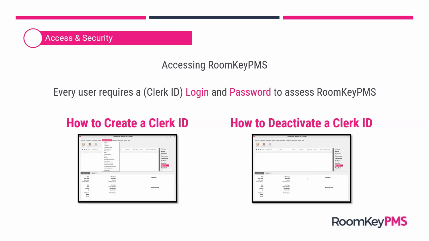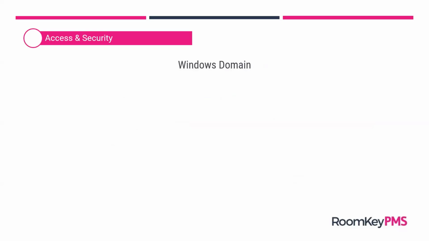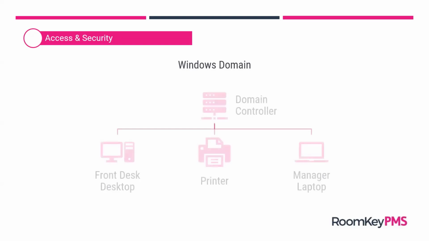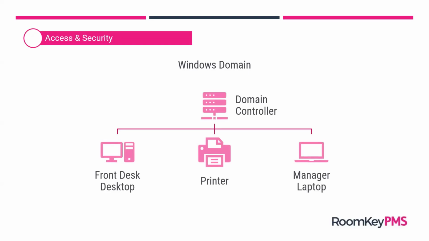Great. So now that we have a bit of an overview of how to download and access RoomKey, let's take a little bit more of a deep dive into security. Now, outside of the RoomKey realm, you may use what's called a Windows domain to provide security for your network of devices at your property. High-level overview of this concept.